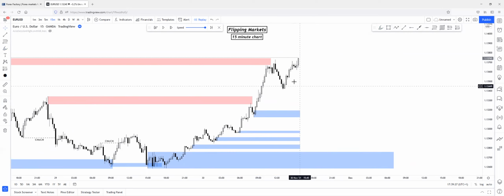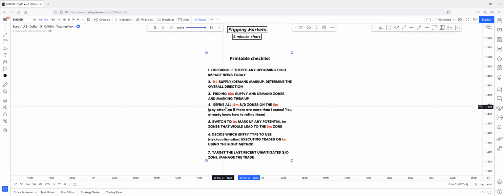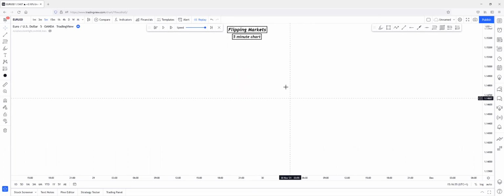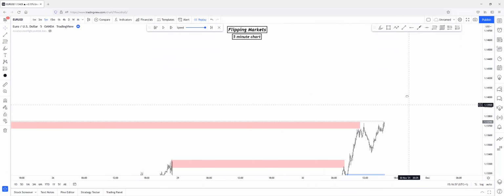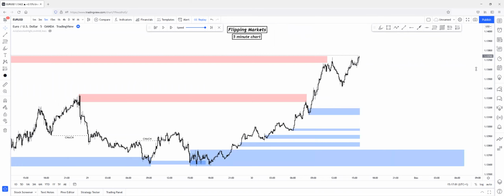Okay, let's see the next step. As you can see, the 4th point is refine all the 15-minute supply and demand zones on the 5-minute chart. So this will be easy. We already talked about refinements, so let's just begin. Currently we are on the 5-minute chart, and these were the unmitigated demand zones that we just marked previously. So we will have to refine these zones.